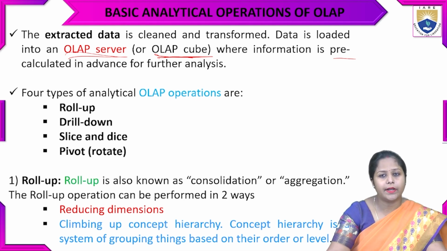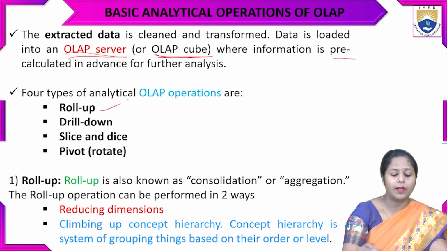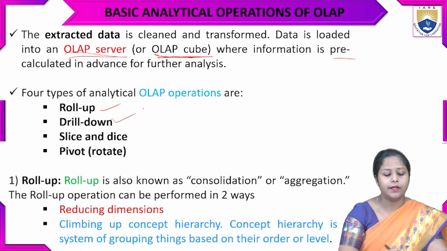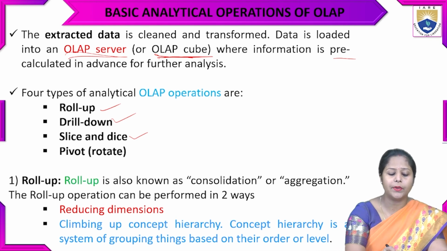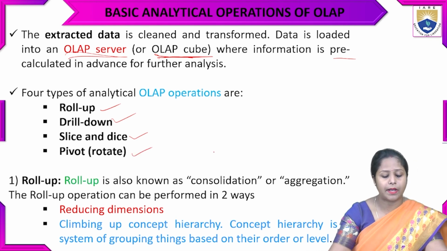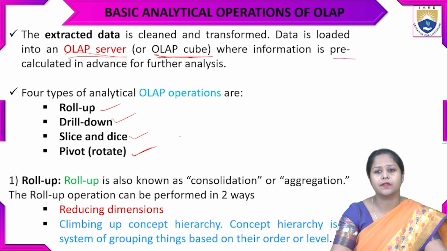So 4 types of analytical OLAP operations are there. The first is roll-up. The second operation is drill down. The third operation is slice and dice. And the fourth operation is the pivot and rotate operation.